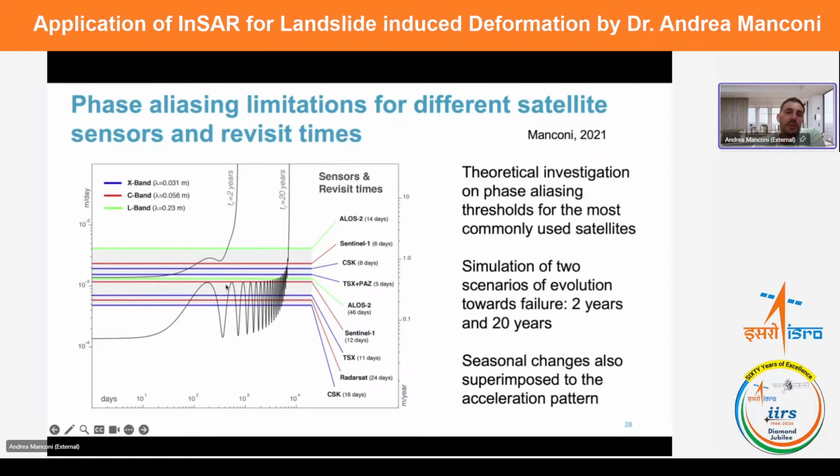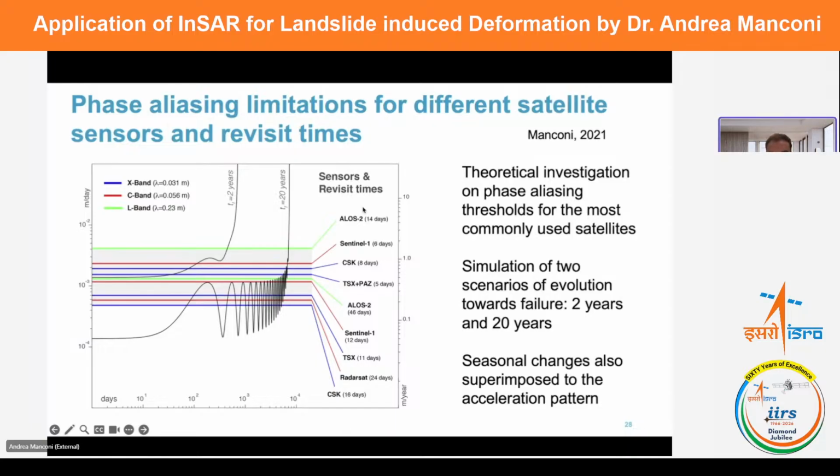We tried to make a summary of this effect in this paper in 21, where we have this graph that is showing the exponential evolution of the displacement. For example, a very rapid scenario with 2 years and some oscillation due to seasonal changes, and a longer, long-term evolution up to 20 years towards the exponential evolution and failure, that is then also superimposed with some cycles that are the seasonal cycles.